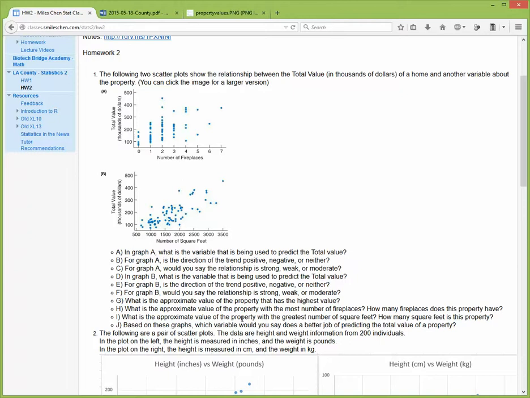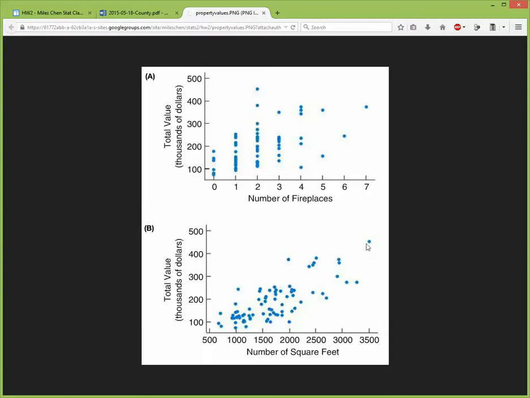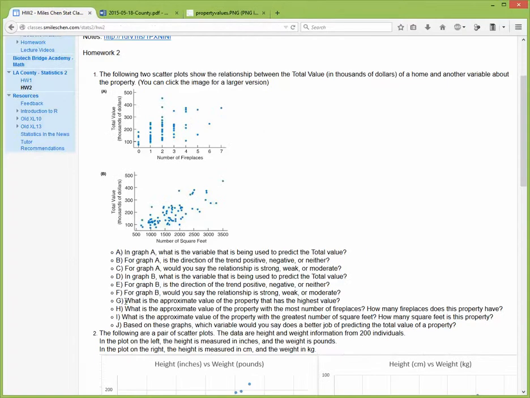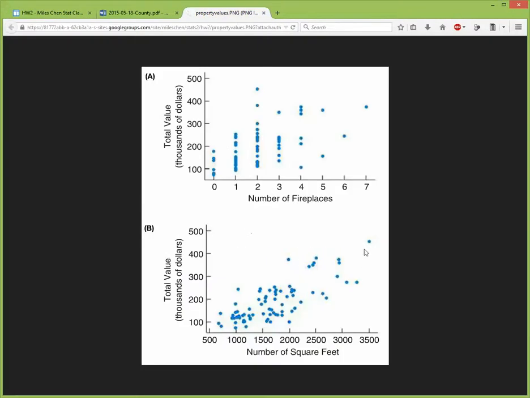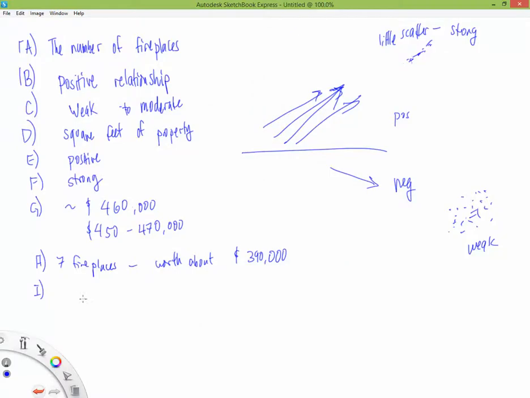What is the approximate value of the property with the greatest number of square feet, and how many square feet is this property? It's the one that's worth the most, so around 450. Whatever your answer was to part G should be the same as your answer to part I, and you should say it has around 3,500 square feet. So maybe around 460,000 with 3,500 square feet, or we can mention 450,000 too. Whatever you put for G should be your answer for I, with 3,500 square feet.